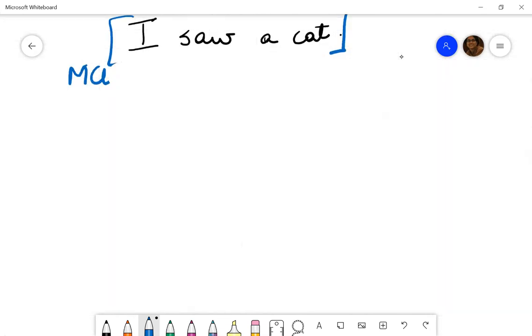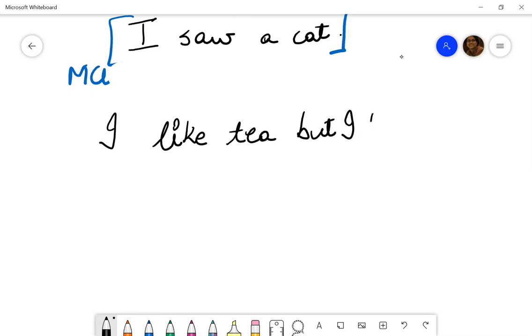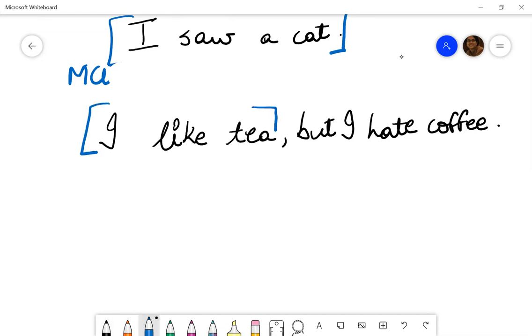So can we have two main clauses within a sentence? Can I say something like, I like tea, but I hate coffee? There are two main ideas here, and I like tea can stand as a sentence by itself, right? So it could be written as clauses, M capital, C capital, L small. You have your I like tea, and you have but I hate coffee, and each is an MCL by itself. And when I want to join them, this is called a compound sentence.